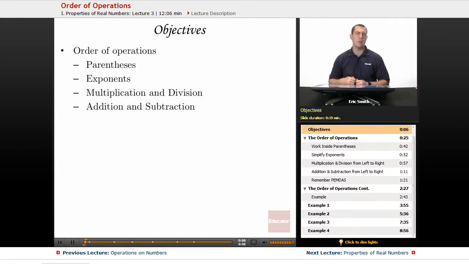As we'll see, the order of operations is a great way that we can start combining numbers and really figuring out what we should do first. So this will involve things like what should we do with parentheses, exponents, and when should we do our multiplication, division, addition, and subtraction.